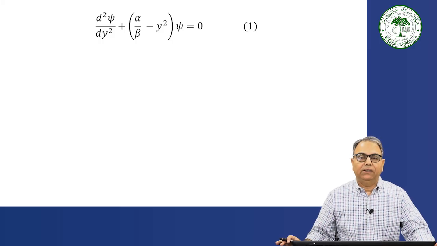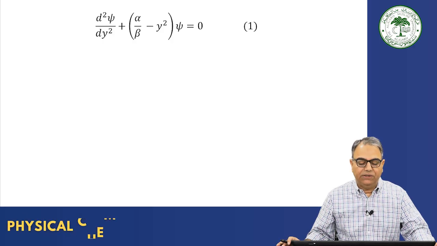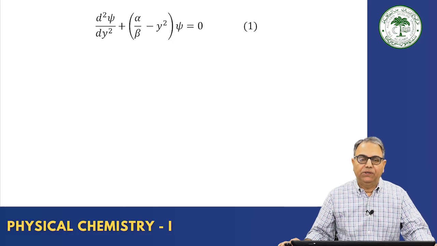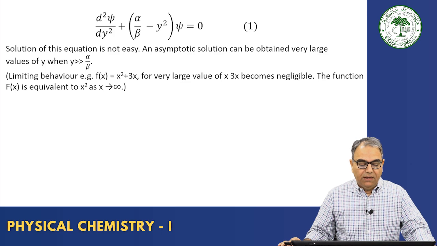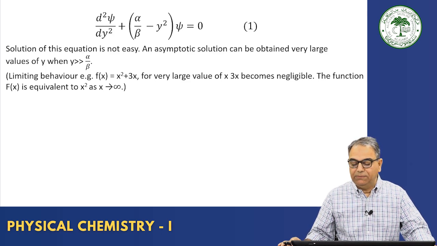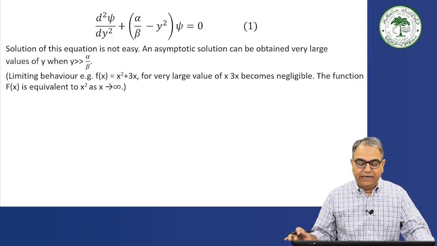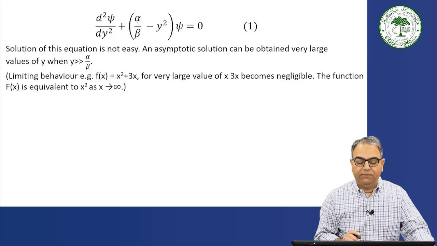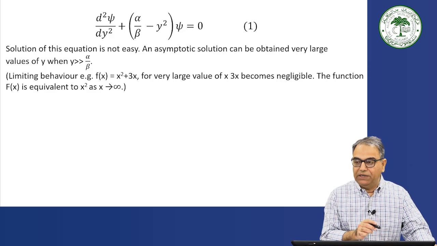Up till now it is the Schrodinger wave equation where we have changed the variables and did nothing except changing the variables and using some constants alpha and beta. So we need a solution for this particular equation, which is a double differential equation, and we have done many solutions for double differential equations. But the problem with this equation is that it is very difficult to solve. An asymptotic solution can be obtained for a very large value of y. That is, we can have a solution only when y is much larger than alpha divided by beta.